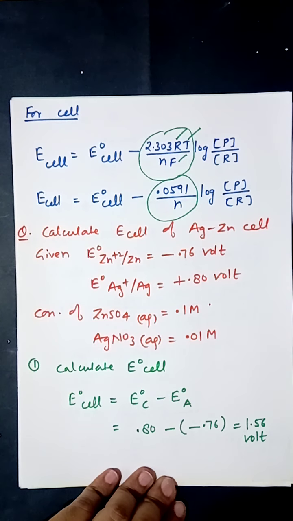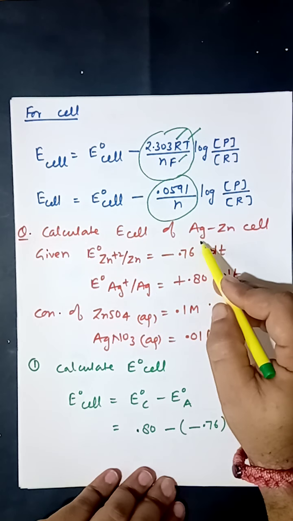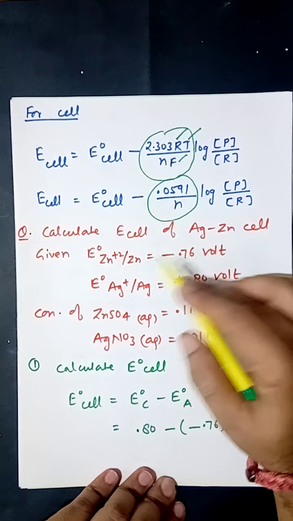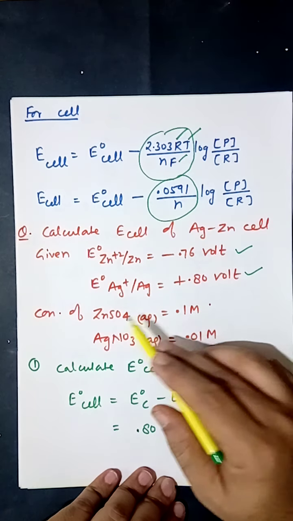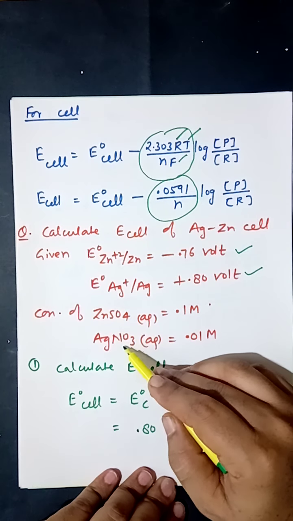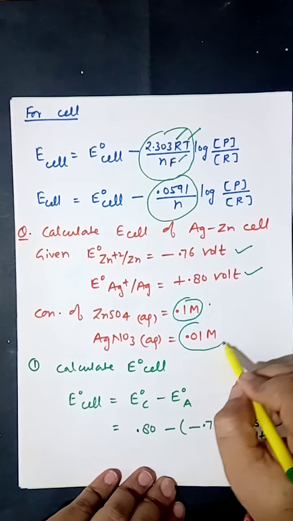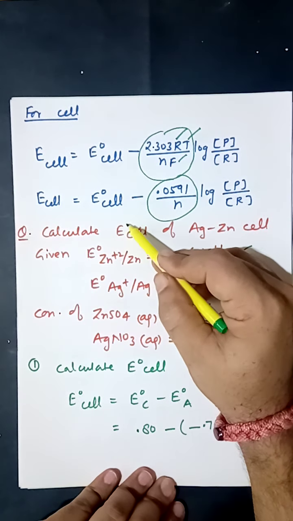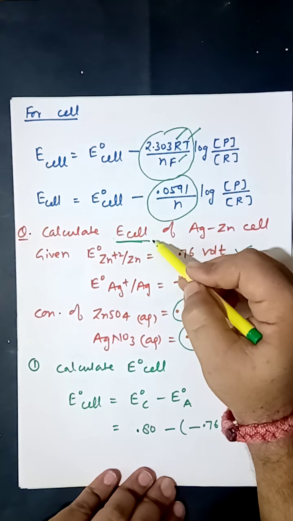To explore this formula, let's see one numerical here. Calculate the cell potential of a silver zinc cell. You are given the standard electrode potentials of zinc and silver, as well as the concentration of zinc sulfate and the concentration of silver nitrate, which you can see here is not 1, and therefore this is not standard condition, and it is reflected in the question also. You need to calculate E cell and not E naught cell.